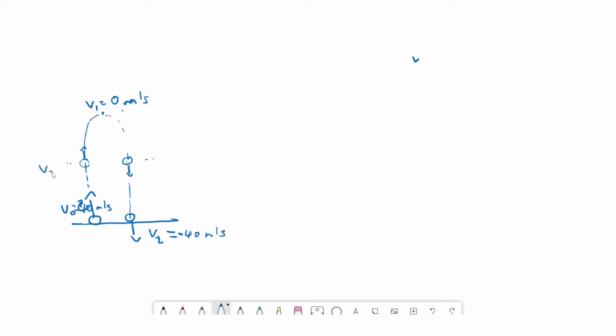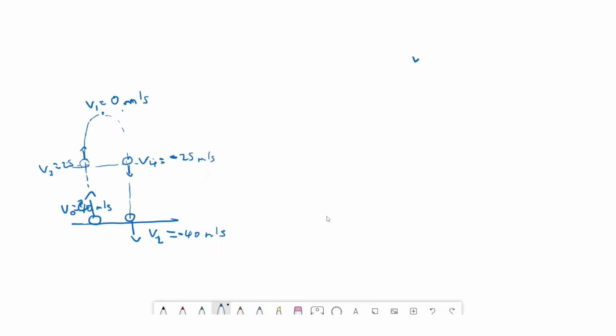If I call this V3 and I call this V4. So if, for instance, I say V3 is 25 meters per second, then V4 is also going to be minus 25 meters per second, as long as they are in the same line. All right. As long as they are in the same line, they're going to have the same velocity. So it doesn't matter whether they are going up or down. The only difference is the sign is going to change. So for instance, this one is going to be negative. That's the only difference. All right.